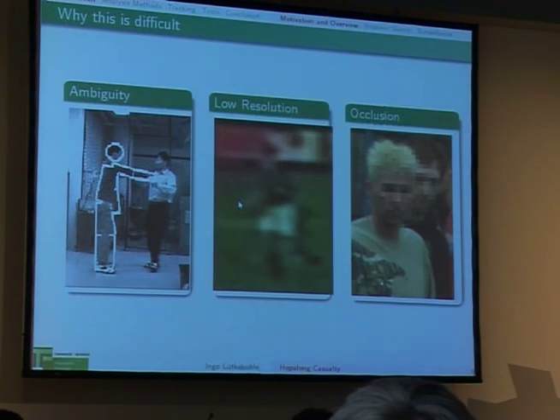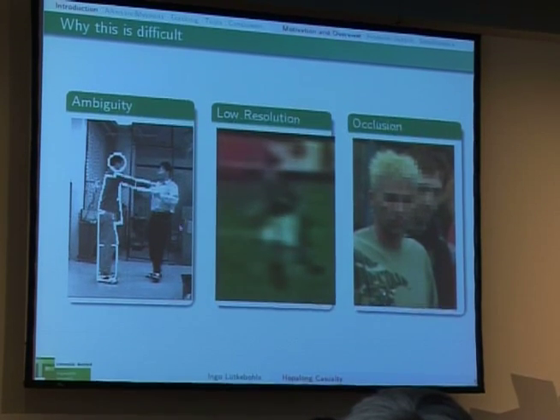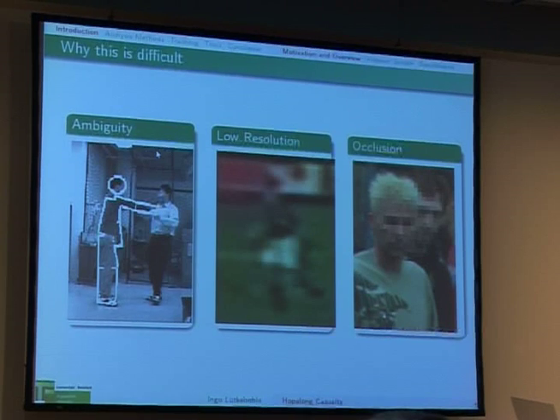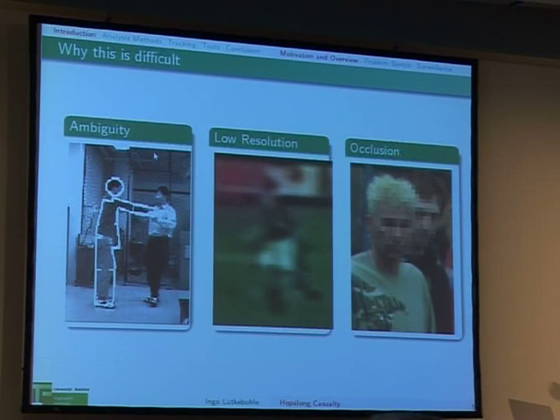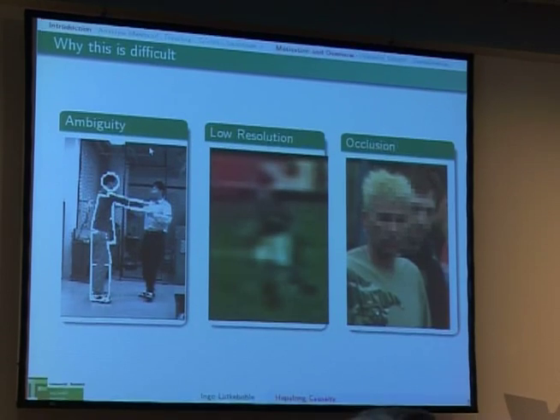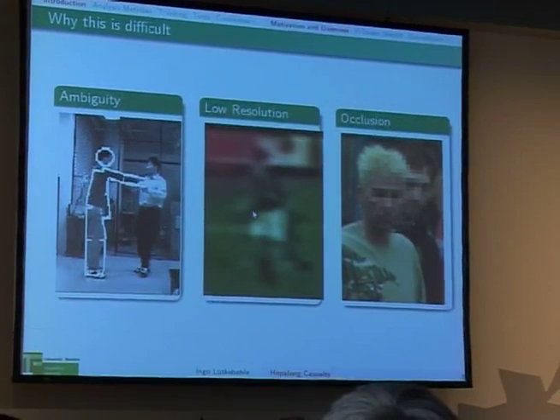Good. So why is this difficult first? We have several problems. The first problem is ambiguity. If you just look at this one picture to the left here, it's difficult to tell what's going on. Is this person passing something to the other person, or is he pushing it? What's going on here, actually? You can't really tell. And then you see the second problem is that of low resolution. As you can see, you can't see very much.